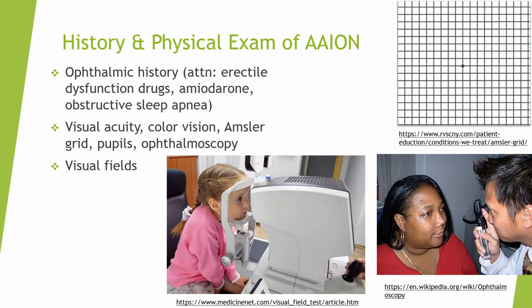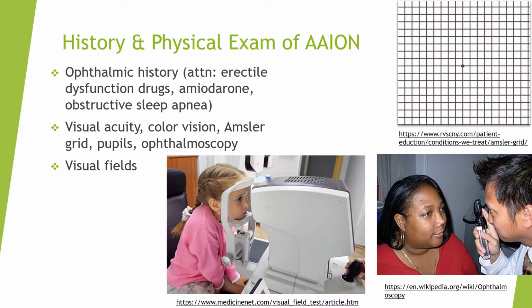Some of the history and the physical exam that will be important to rule in AAION is the ophthalmic history, paying attention to the erectile dysfunction drugs, amiodarone, and the obstructive sleep apnea, so ask them about sleep quality, and also if someone else had come with them, any signs of obstructive sleep apnea.